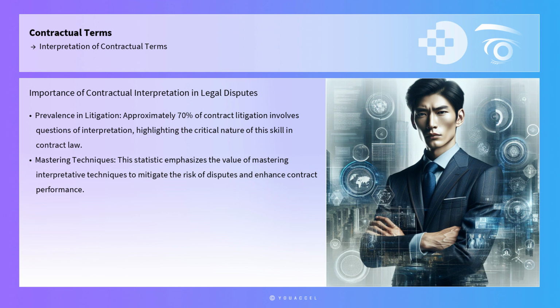Statistics further underscore the relevance of contractual interpretation in legal disputes. According to a study by the American Bar Association, approximately 70% of contract litigation involves questions of interpretation, highlighting the critical nature of this skill in contract law. This statistic emphasizes the value of mastering interpretative techniques to mitigate the risk of disputes and enhance contract performance.